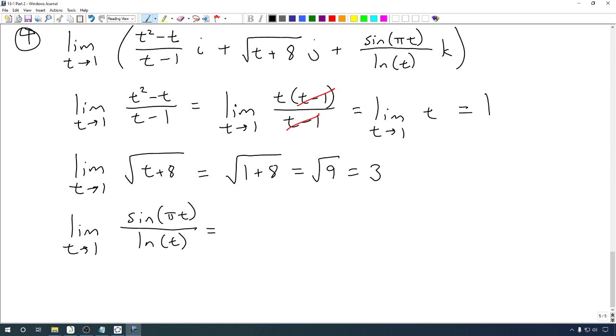But what we can use is L'Hopital's rule. I'm not going to go through all that. If you don't remember what that is, you need to read up on it or maybe ask me questions, but I'm not going to cover it here. The main thing is that I can take the derivative of the top and bottom and then look at the limit of that quotient. The bottom is the easier one to do. We have ln of t, the derivative of which is 1 over t.